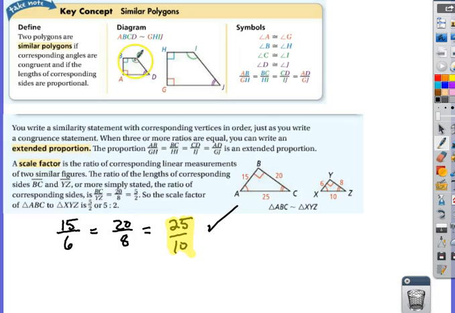So in this definition right here, we see that ABCD is similar to GHIJ. And remember, the similarity statement will match up the corresponding sides and the corresponding angles by letter order. So that means that A was congruent to G, B was congruent to H, C was congruent to I, D was congruent to J, and that all of these corresponding side lengths are proportional.